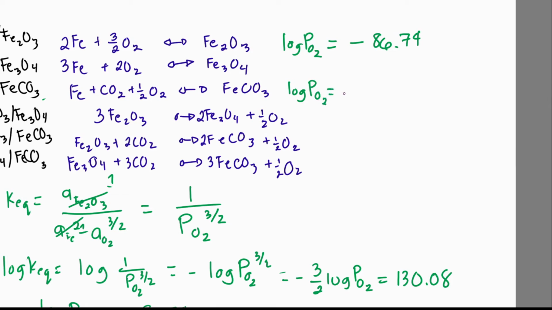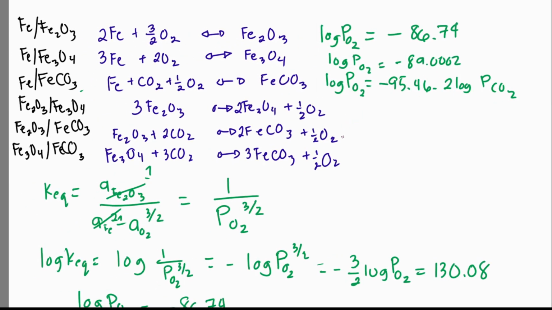It's equal to negative 95.46 minus 2 log PCO2. So we do this for each of our components, or each of our couples, sorry. Negative 89.0002. Log PO2 is equal to negative 68.6437.